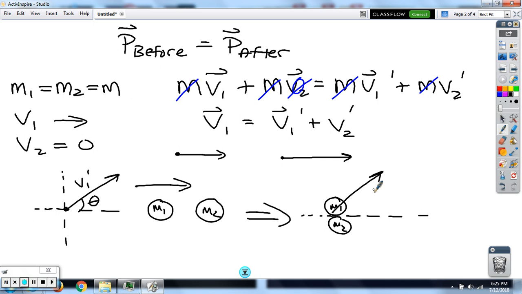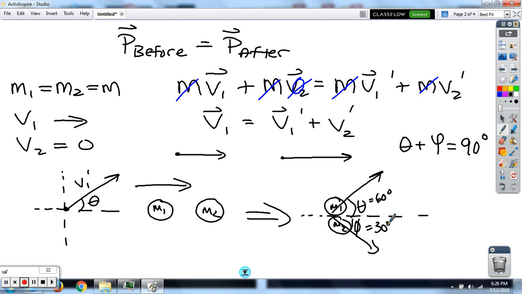If this one goes off at this angle, then this one goes off at this angle, where we'll let theta plus phi equal 90 degrees. So if theta was 45, then phi would be 45. If this is 60 though, then this is 30. Okay. So that answers one piece.